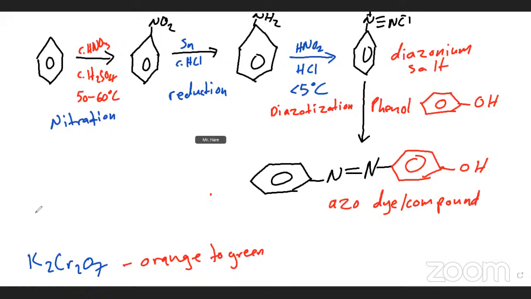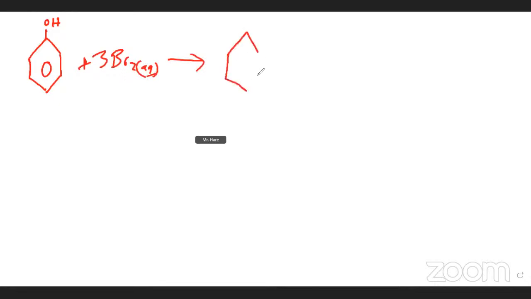White precipitate. Antiseptic smell. Right, and one more: bromine is decolorized. That is correct. So if we react phenol with Br2, what is the name of the compound that we are going to get? 2,4,6-tribromophenol. Wonderful.